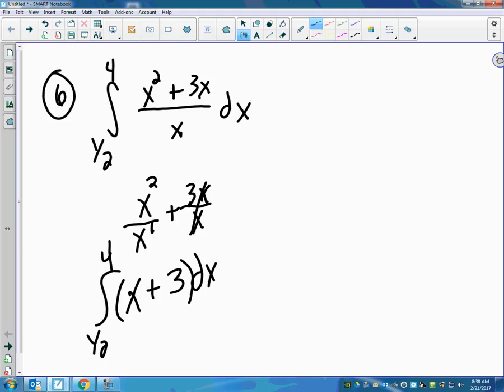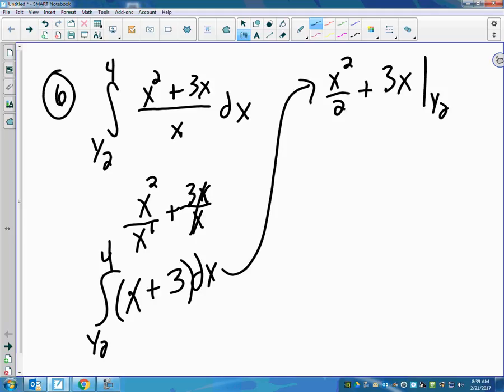So do I need to continue? Can you go from here? I don't think... that's x squared over 2 plus 3x from 1/2 to 4. Because there's bounds, so when there's bounds, we don't do plus c. When there's no bounds, you do plus c. So if I plug 4 in there, I better just show my work.